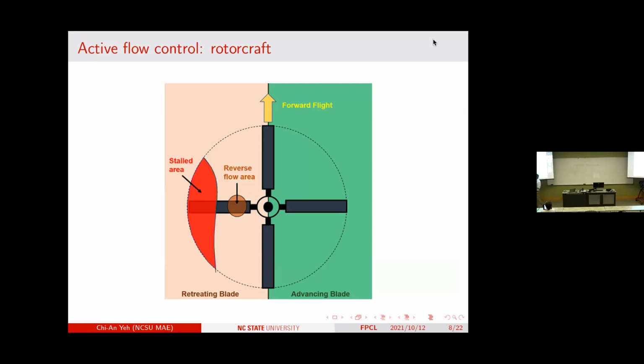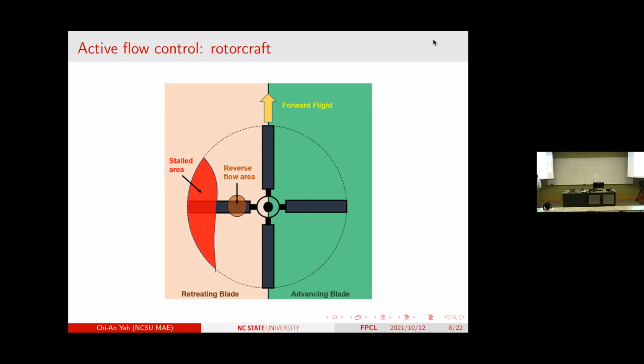Now on the left flank, you have this retreating blade, where your blade is going in the same direction as the coming flow, right? So you would probably say the relative speed of the flow to the advancing blade is much higher than on this side. As a matter of fact, if your helicopter's moving velocity is so high, you may even end up facing this reverse flow, right?